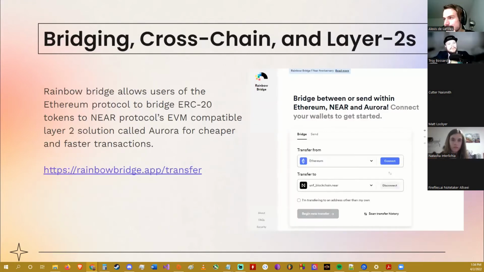Now a little bit about bridging, cross-chain, and layer 2s on Near protocol. The main way to bridge to Near, the most popular way, is through something called Rainbow Bridge. That allows users of the Ethereum protocol to bridge ERC20 tokens to Near protocol's EVM compatible layer 2 solution called Aurora for cheaper and faster transactions. You can do this through rainbowbridge.app. So if you're interested in bridging over from Ethereum, you can do that through Rainbow Bridge and then feel free to explore Aurora, which is Near's layer 2 scaling solution.